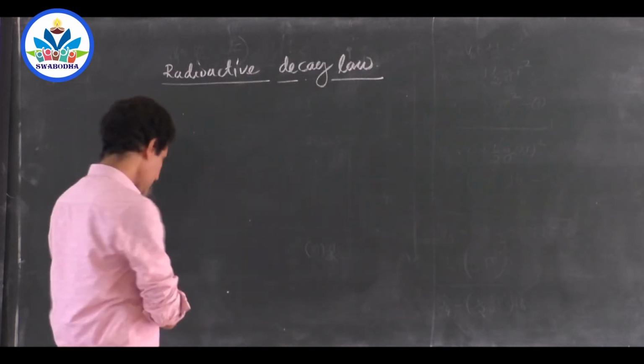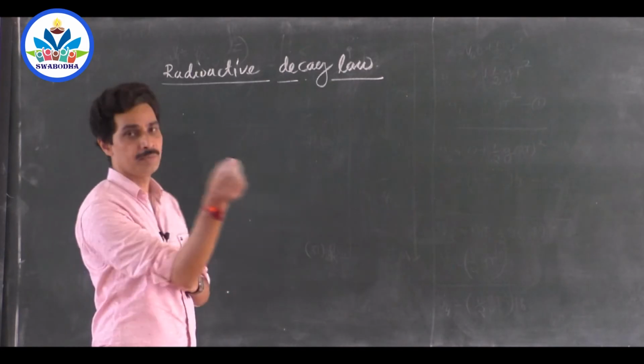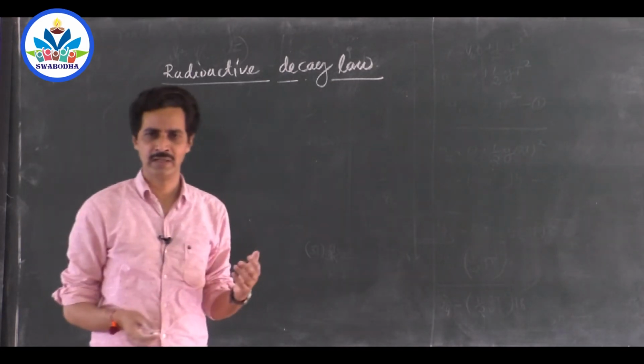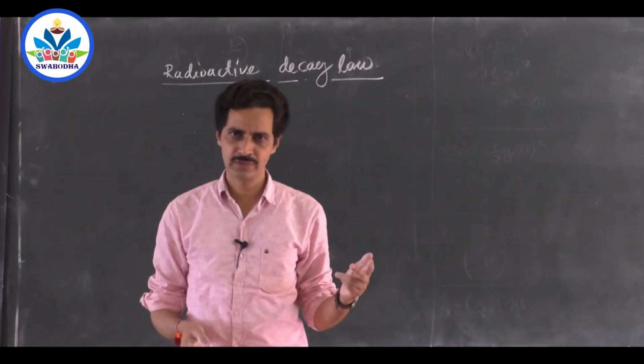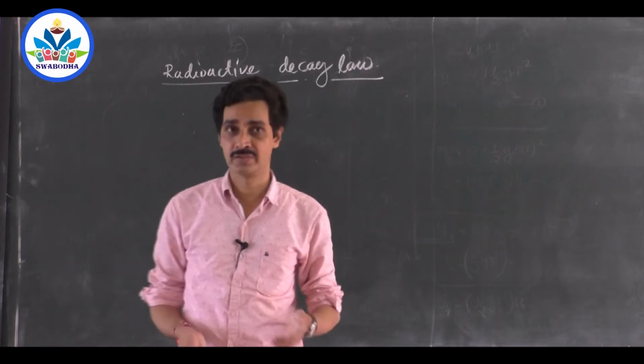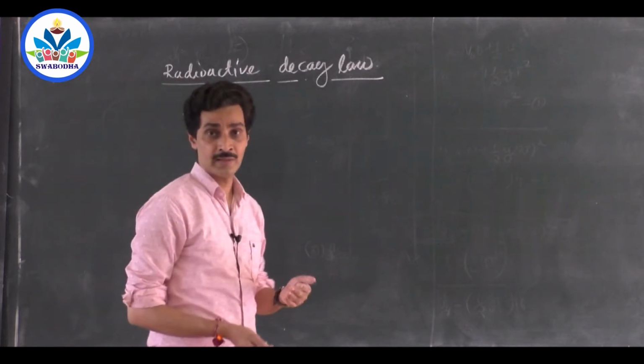Okay, now when a parent element emits a beta particle, we have seen that, right? Alpha particles are nothing but helium nuclei, 2 protons and 2 neutrons coming out of the nucleus. That is not strange, because the nucleus already contains protons and neutrons. But how come the electron from the nucleus?